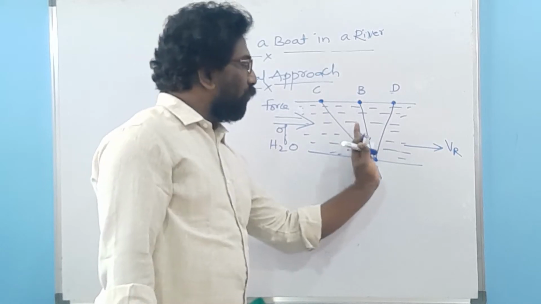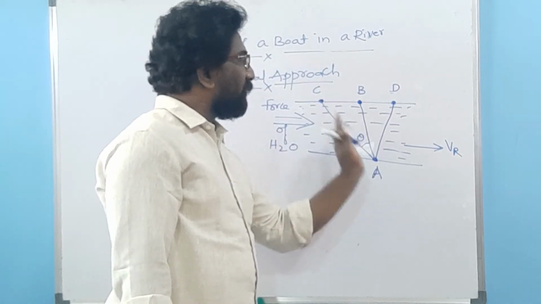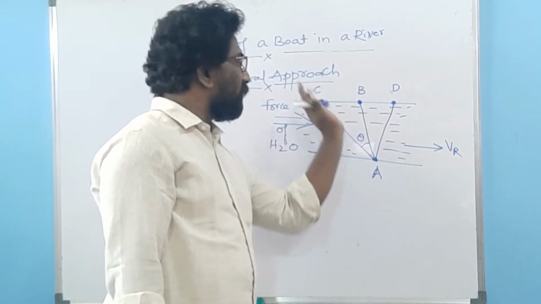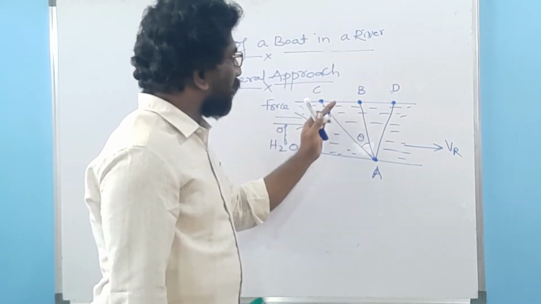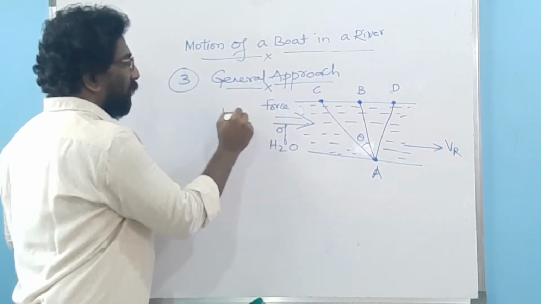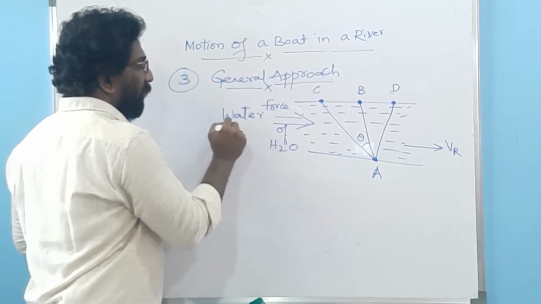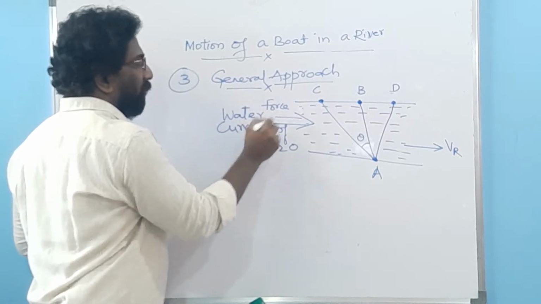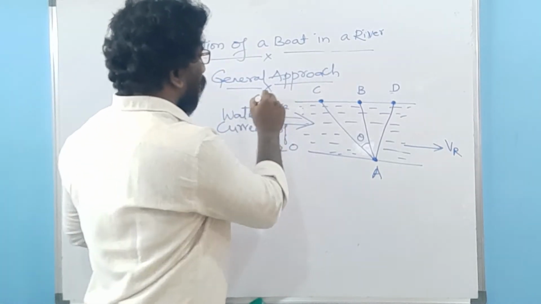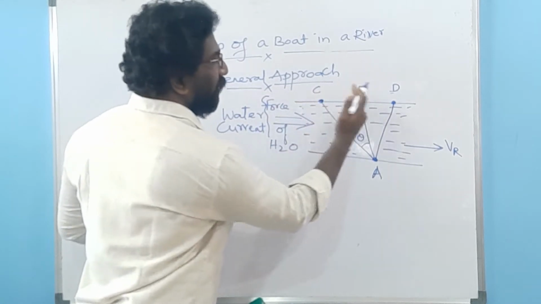So what I'll try to do? I'll try to make my boat travel in this direction. Because of the water current, which is nothing else but the force of the water, the boat will reach point B.